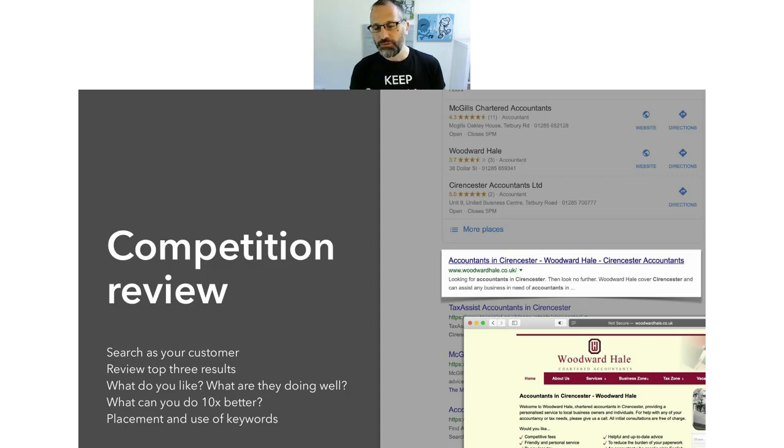The next thing to do, once you've had a look at the 3 snippets, is to go and have a look at their websites. Again, what do you like about their websites? What are they doing well? Don't worry about negatively criticizing them. There's no point. Just think about the things you like about them, and you want to be aiming to be 10 times better than them. So you want to have more content that talks about, in this case, accountancy. You want to have more images on there. You want to have a video on there if they don't have videos. Look at those top 3 results and think about doing 10 times better.